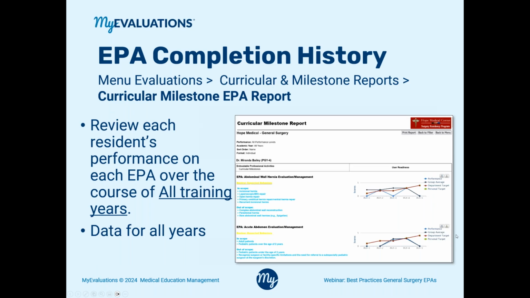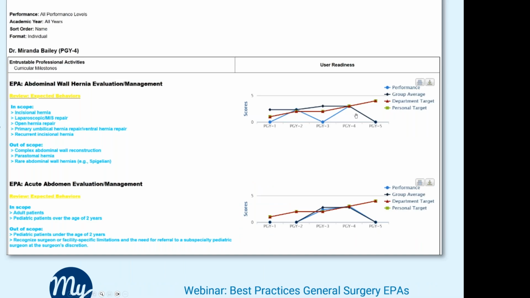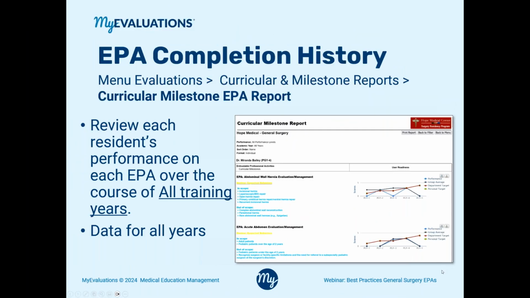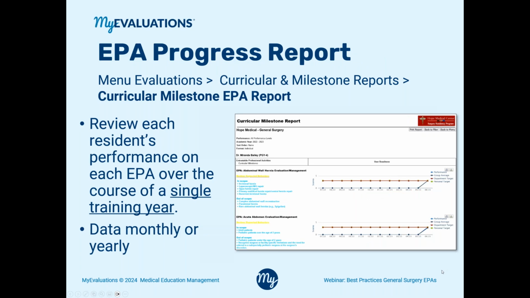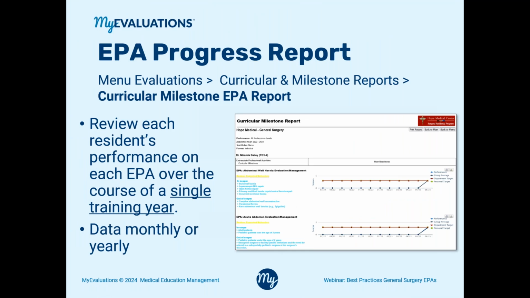So here are essentially slides that review what we just went through. We went under the menu option evaluations, curricular and milestone report. We look at the curricular milestone EPA report. This allows you to review each resident's performance on each EPA over the course of all training years or month by month. So you can see in this particular report example, we're looking at their performance by PGY level in a graphical layout. You can also use the same report to look at the data monthly. So as I explained to you, you can do the monthly option, which will show month by month how their performance has improved over time.